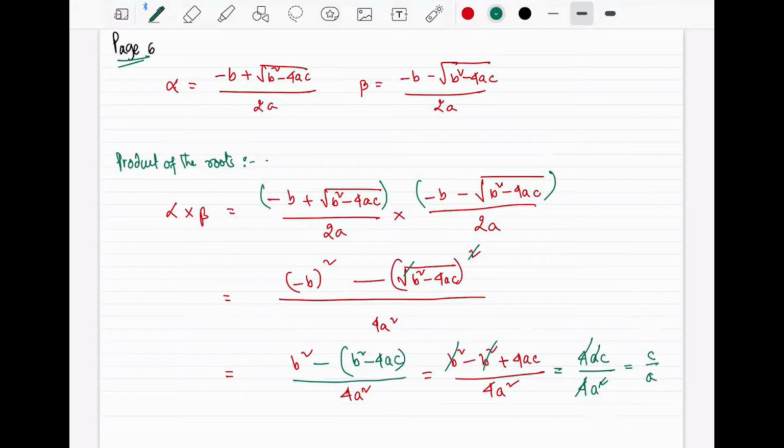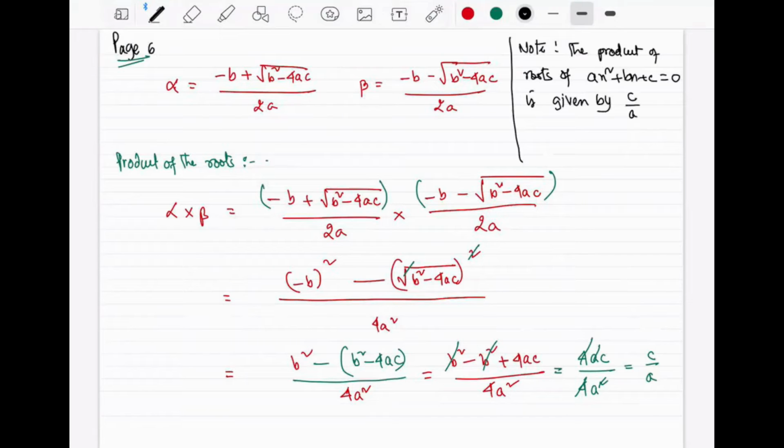Like the formula that we have obtained for the sum of the roots, minus b by a, likewise, when you multiply the two roots alpha and beta, we finally get the formula based on the coefficients, c by a. So let's write here as a note. Note the product of roots of the equation ax square plus bx plus c is equal to 0 is given by c by a.